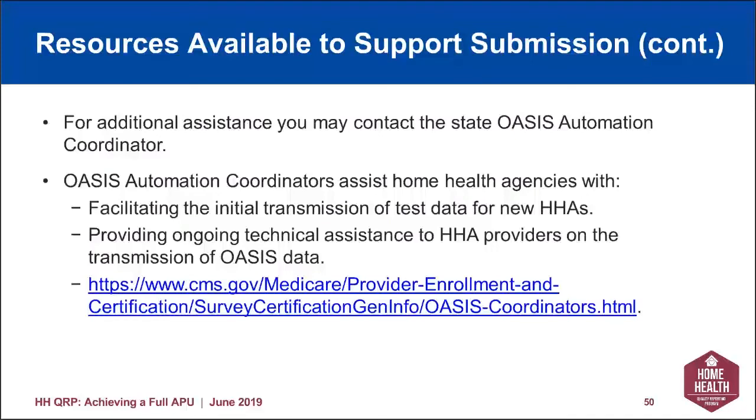If you require additional assistance, you may contact your state OASIS Automation Coordinator. The OASIS Automation Coordinators assist home care providers with facilitating their initial transmission of test data for new home health agencies, providing ongoing technical assistance to the providers on the transmission of OASIS data. The hyperlink on this slide will give you a list of who the current OASIS coordinators are by state with their contact information so that you can identify and reach out to the person for your state should you have difficulty or issues you need assistance in resolving.